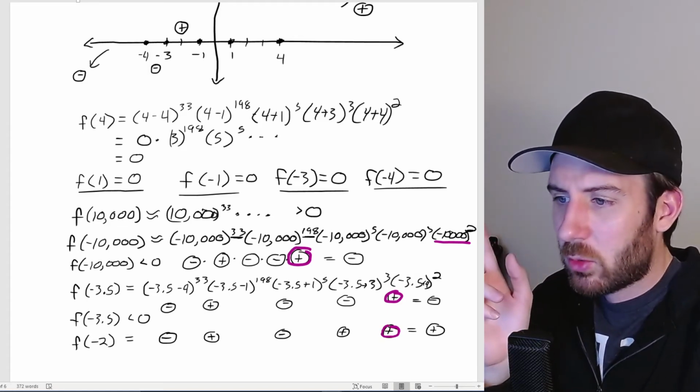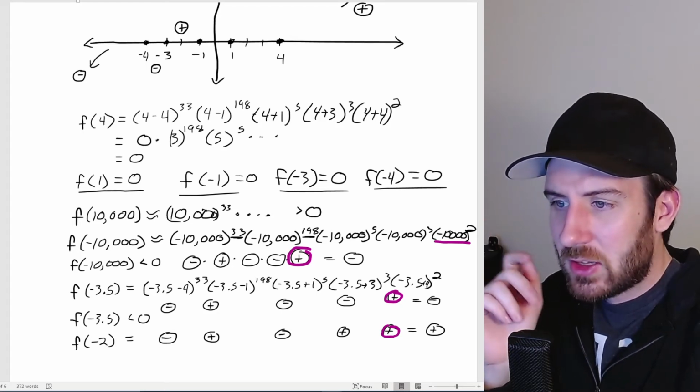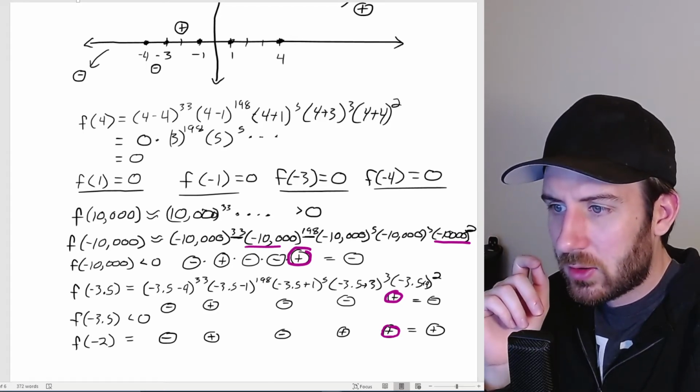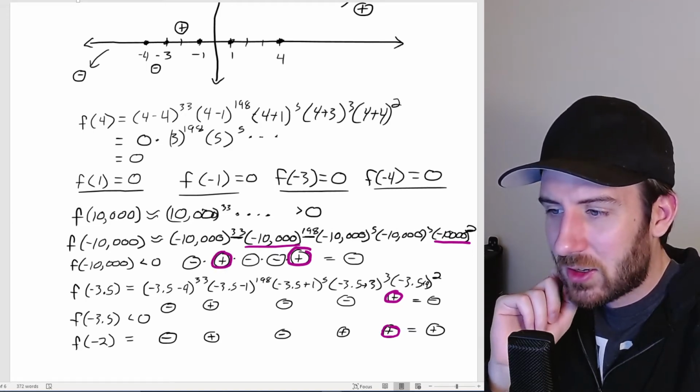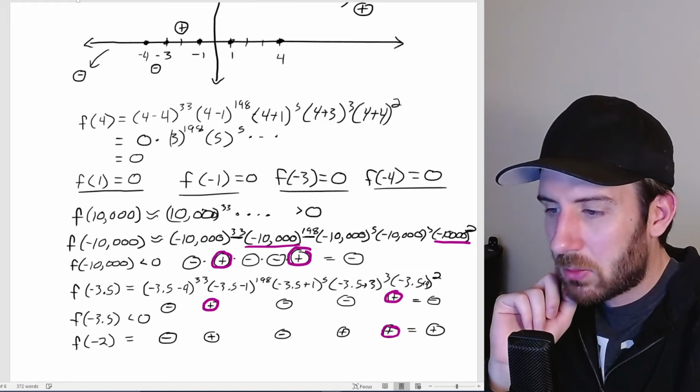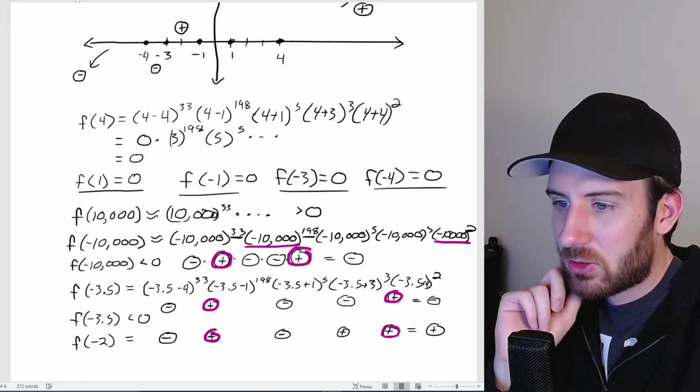Well, in that case, let's think of the other ones. In fact, this even one right here, even degree, is also going to be positive. We're raising something to the 198th power, which is always positive. So that one's always going to be positive. That one's always going to be positive. Okay, that makes things easy.